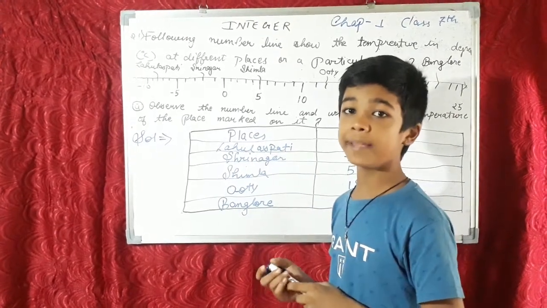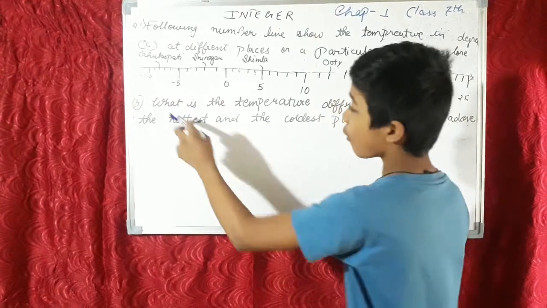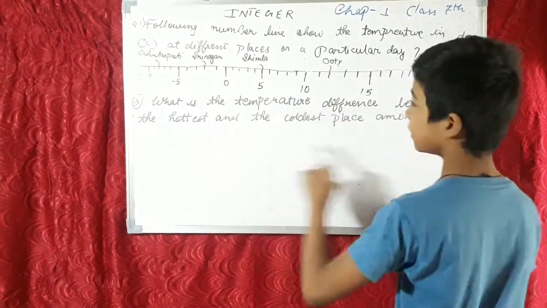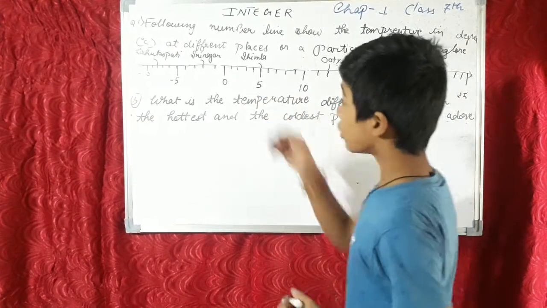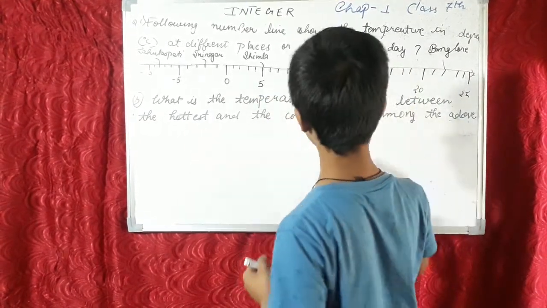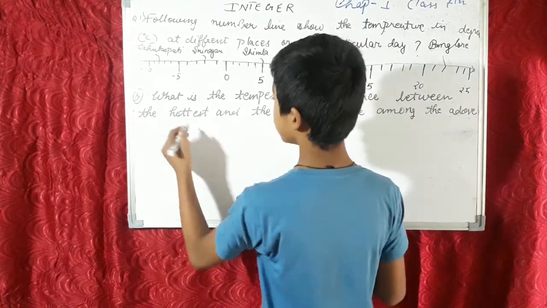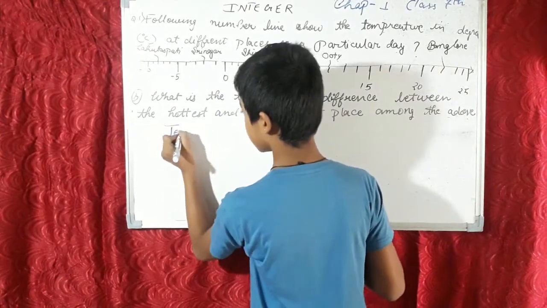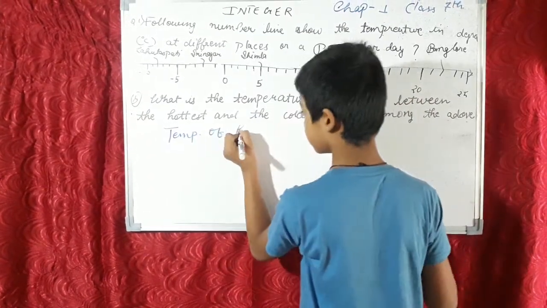Now we will see part B of the question. So friends, now we are going to see our part B question. What is the temperature difference between the hottest and the coldest place among the above? Okay, so here which is the hottest place? Bangalore. Which is the coldest place here? NCERT. Okay, so what we have to write? Temperature of hottest place.